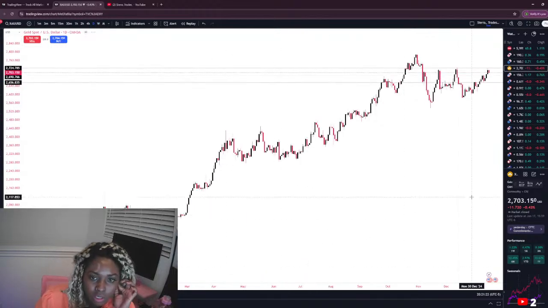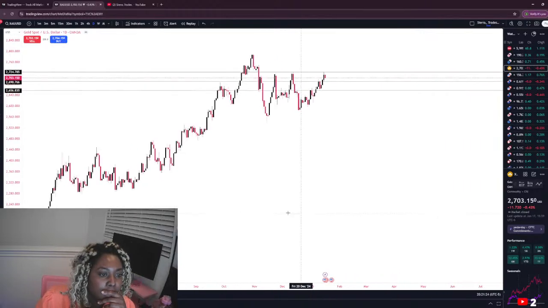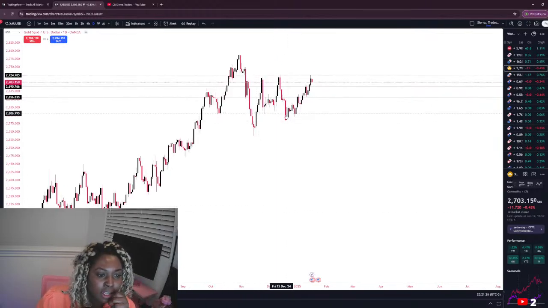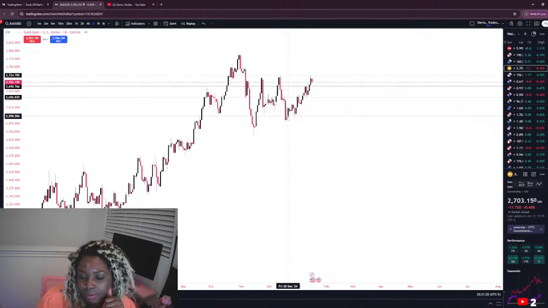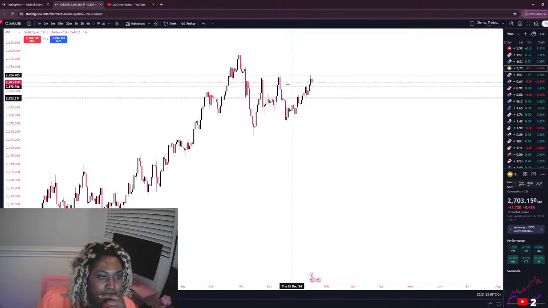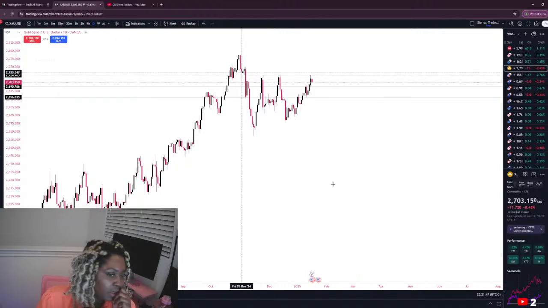So we're going to go to the daily. Let's see. All right, so the daily left from this gap. What was that in December? We've been buying since December. We're so close to this liquidity. And then we do have a little price balance range up here.